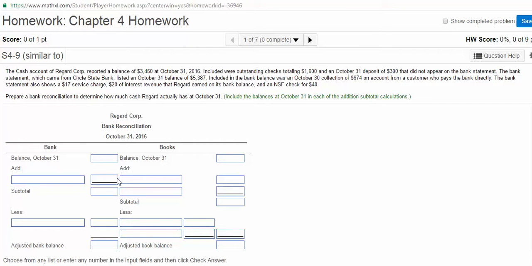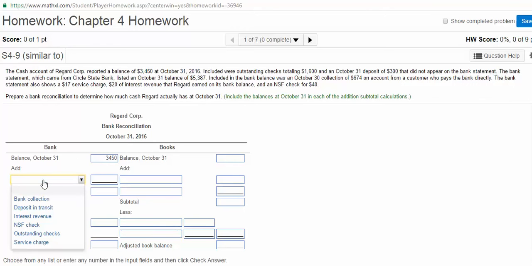Remember we said in class that the left-hand side, starting with the ending bank balance, is the easy part, and then going with the books is a little bit more complex, but let's at least do the easy side so we know what cash should come back to. Notice that this is a statement for October 31st, so you're looking for the ending bank balance, and it conveniently gives it to you here. Reported a balance of $34.50 on October 31st. So we'll put $34.50.